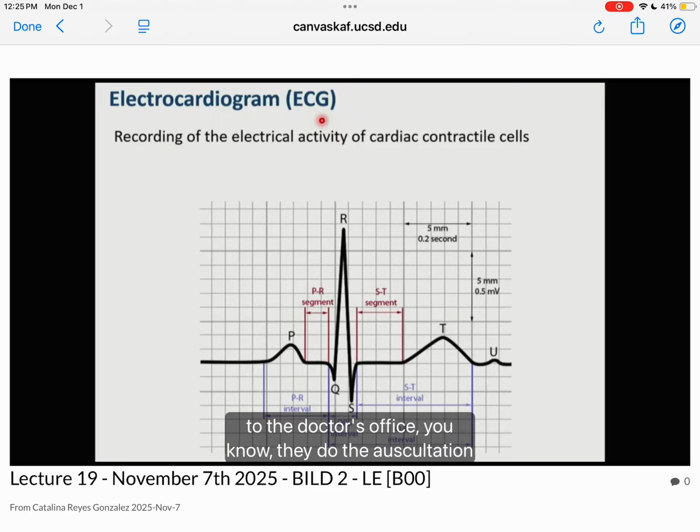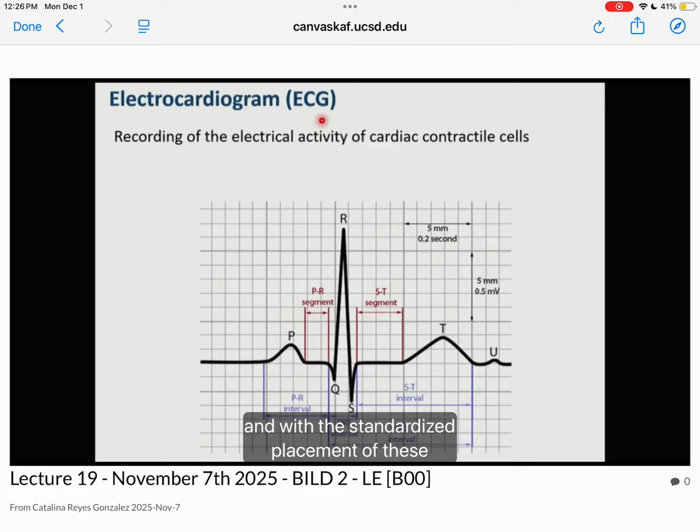Well, you go to the doctor's office, they do the auscultation where they put the stethoscope and they listen to the heart sounds. They listen also to the lung sounds. They measure your blood pressure and all that. But they also sometimes, if they're suspecting a problem with the heart, the next step, which is very easy non-invasive, it's an ECG. So they're going to put a number of electrodes on your chest, an electrode here, and on your left leg, on the left ankle.